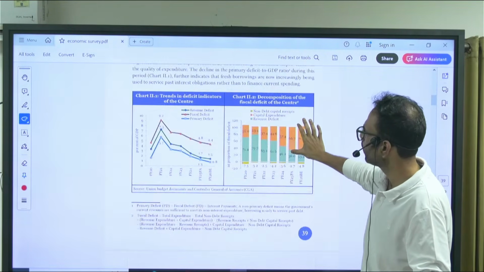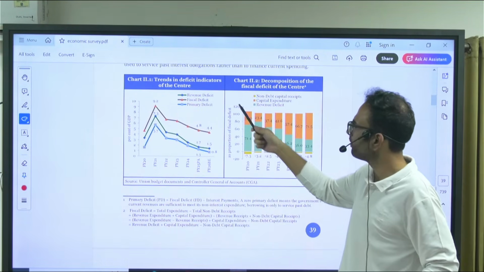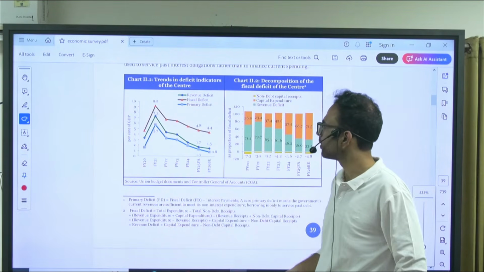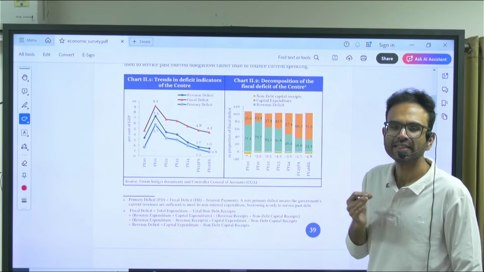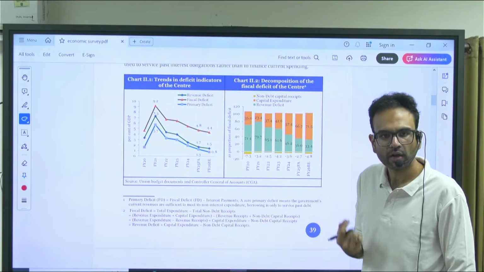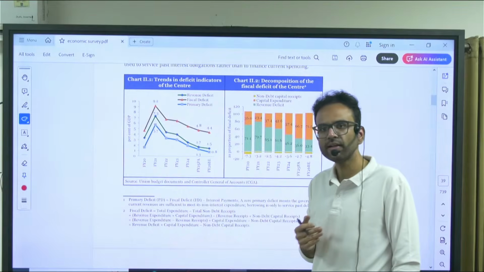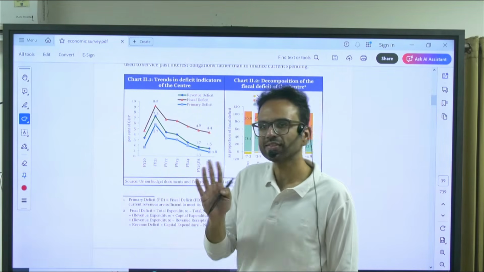Now, take a look at this. Revenue deficit, fiscal deficit, and primary deficit. You will see a downward trend. This indicates our government is doing well in managing on both the sides.